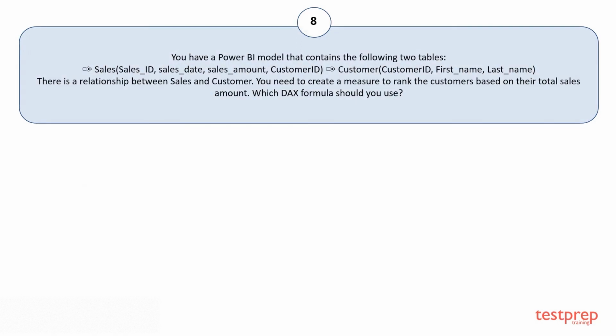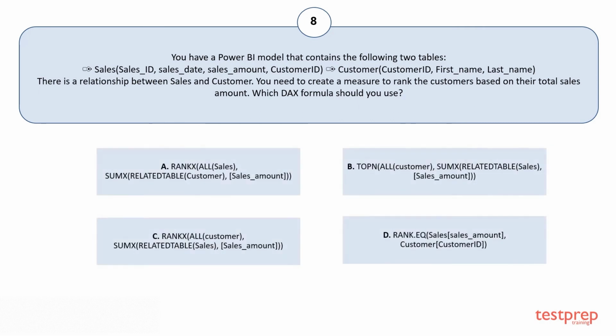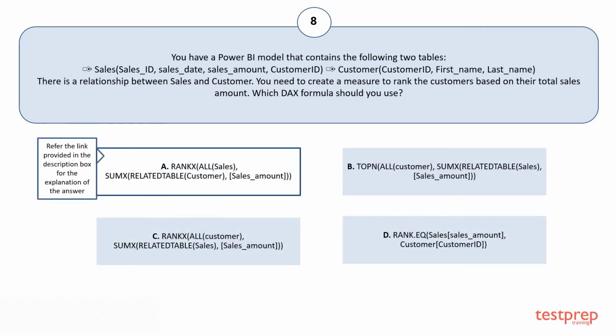You have a Power BI model that contains the following 2 tables. 1. Sales with the following. 2. Customer with the following. There is a relationship between sales and customer. You need to create a measure to rank the customers based on their total sales amount. Which DAX formula should you use? The correct answer is option A.